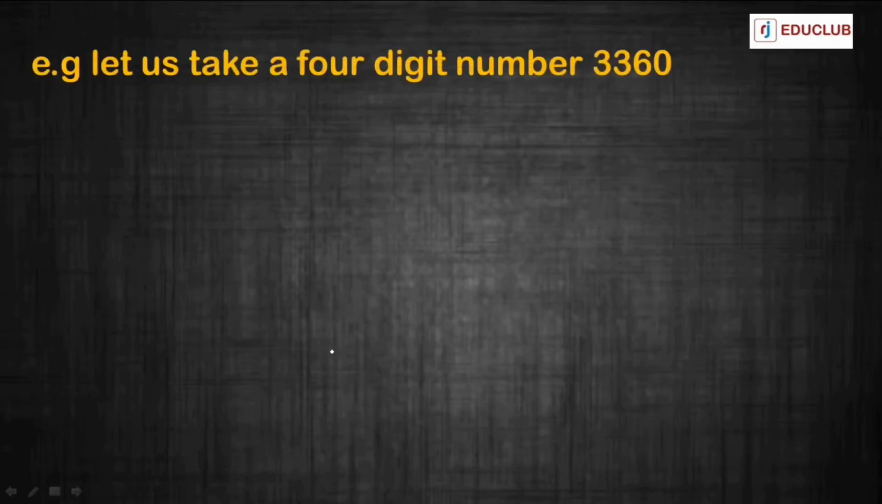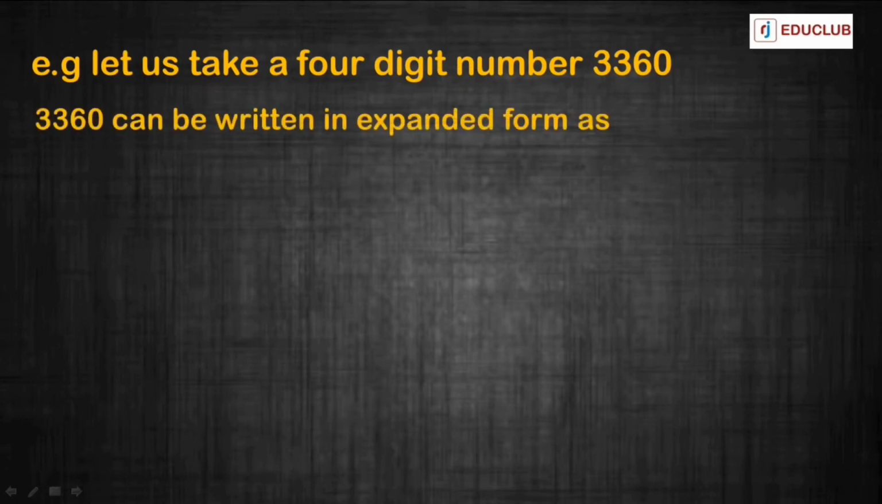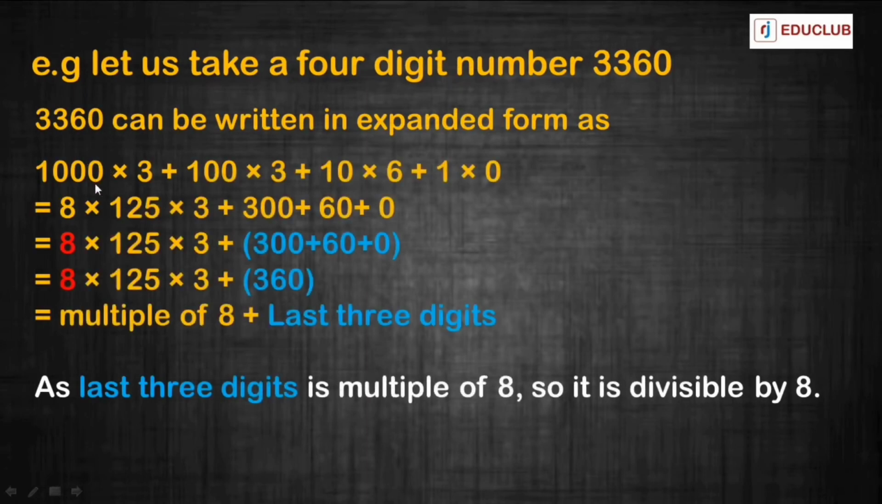Let us take a 4-digit number, 3360. It can be written as 3 at the 1000 place, so 1000 into 3, again 3 at the 100 place, so 3 into 100, then 10 into 6 and 1 into 0. Now 1000 is 8 into 125, into 3, this is one term. Then 300 is not a multiple of it, 60 not a multiple of it, 0 not a multiple of it.